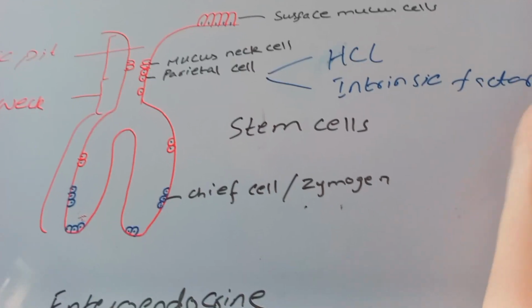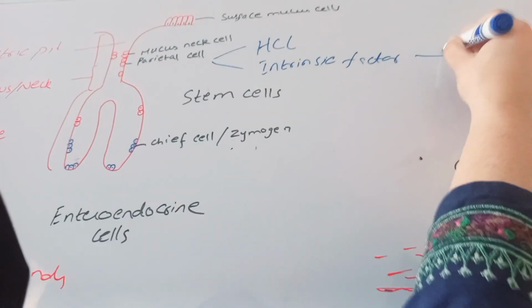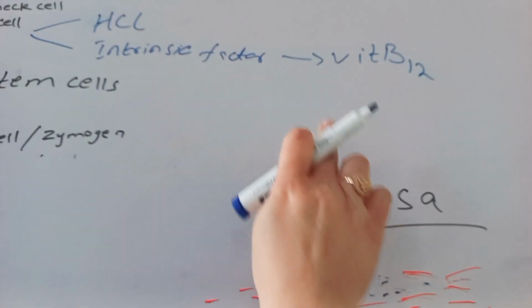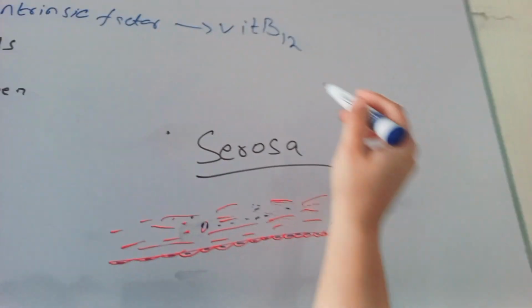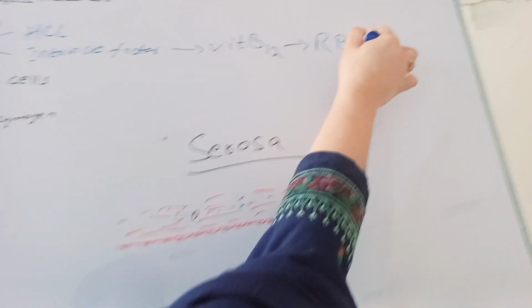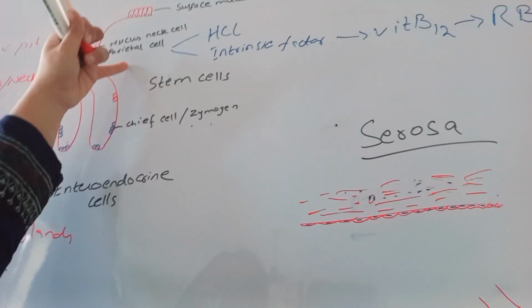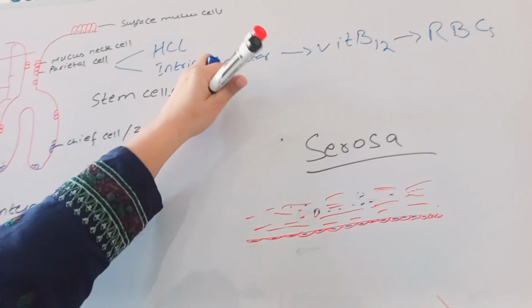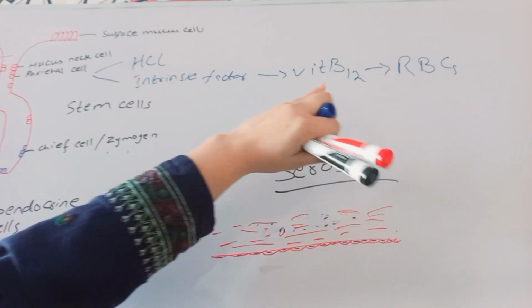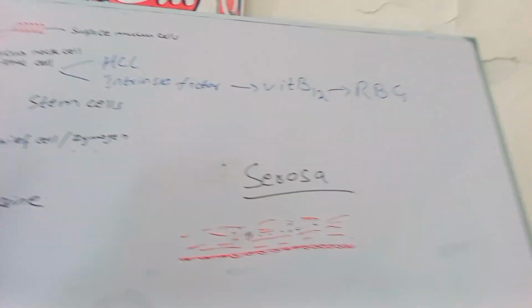This intrinsic factor is very important because it is required for the absorption of vitamin B12 in the small intestine, and this vitamin B12 is in turn required for the synthesis of RBCs. So if these parietal cells are damaged or absent, then there will be no secretion of the intrinsic factor. Resultantly, there will be anemia due to the lack of synthesis of RBCs. This is known as pernicious anemia.